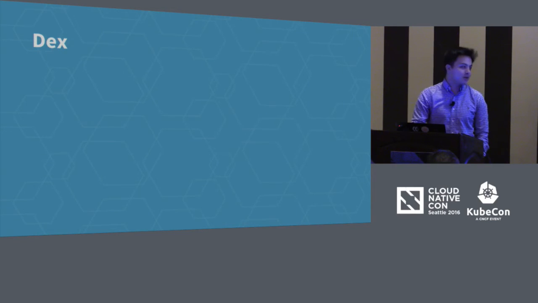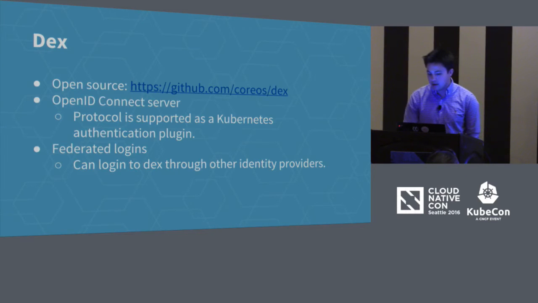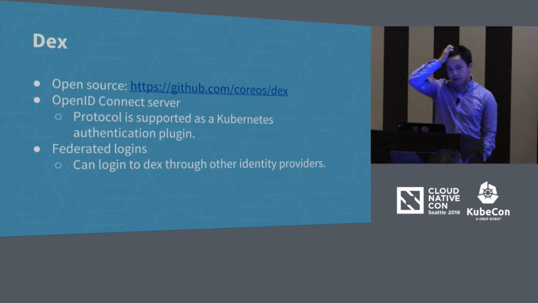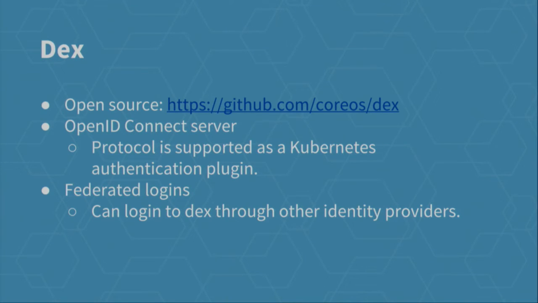Now, for anybody who knows all this stuff, this is the slightly less boring part. So I'm going to talk about Dex. Dex is an open source project that I maintain over at CoreOS. It's this thing called an OpenID Connect server. It implements a protocol called OpenID Connect, which I'm going to go into. This is one of the authentication protocols supported by Kubernetes, so it is actually our way of hooking into the authentication point in Kubernetes. And the important part about Dex is that it federates to other identity providers to actually log you in. We'll go into what the implications of that are in a second.